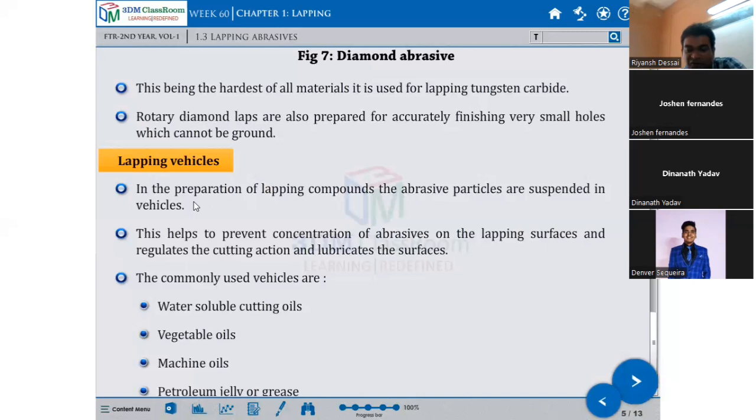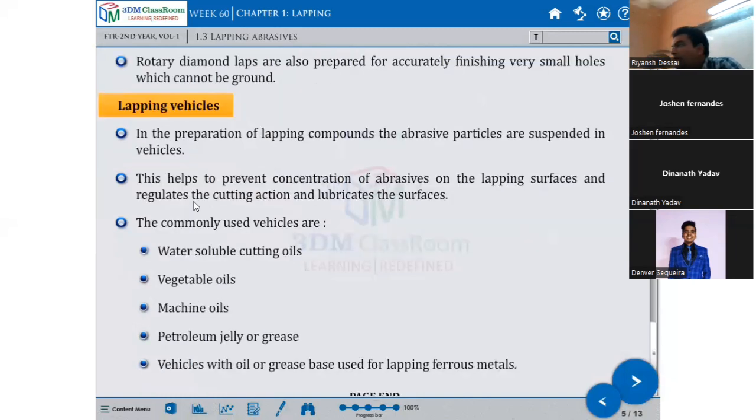Commonly used vehicles in lapping are, for example, water soluble cutting oil, which you can mix with the abrasive particle. Second, vegetable oils, which can be any vegetable oil. Then machine oil, petroleum jelly or grease. You can mix the abrasive with grease or petroleum jelly.